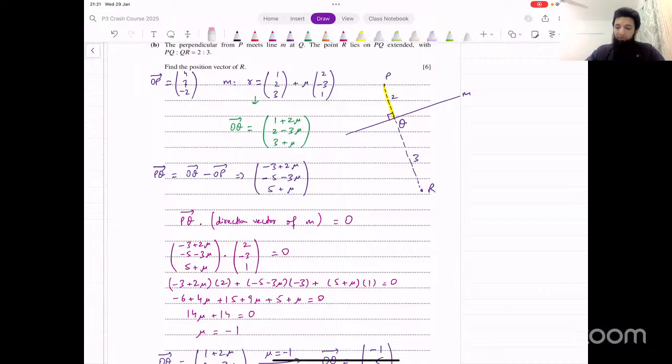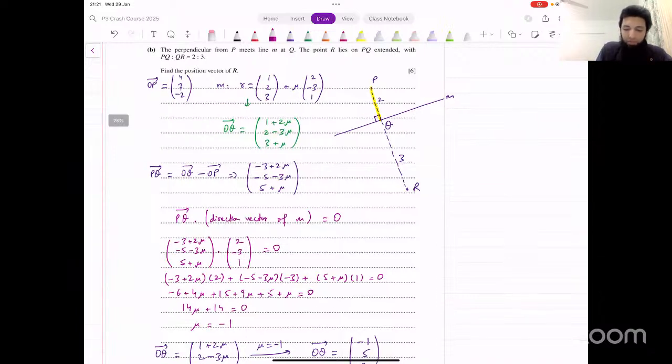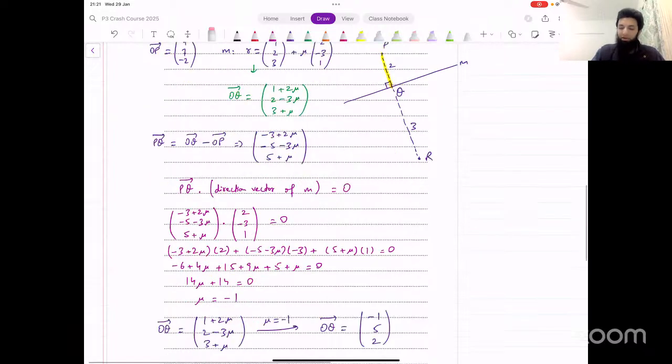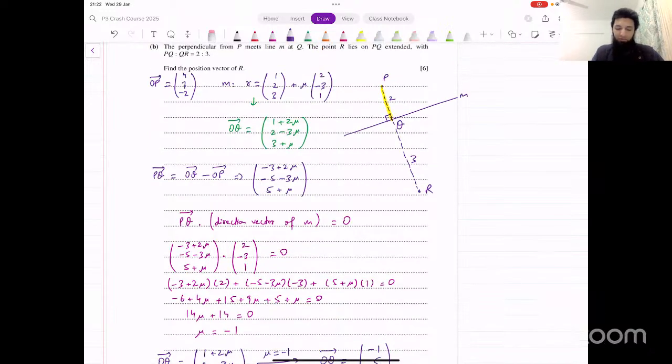Now you have to use that to find R somehow. How can we do that? We can use this ratio now. It says PQ ratio QR is 2:3. Okay. Now this is something that can actually be done mentally as well. Let me do it directly first, and then I'll show you a formal method of doing that as well if you want to write that down.